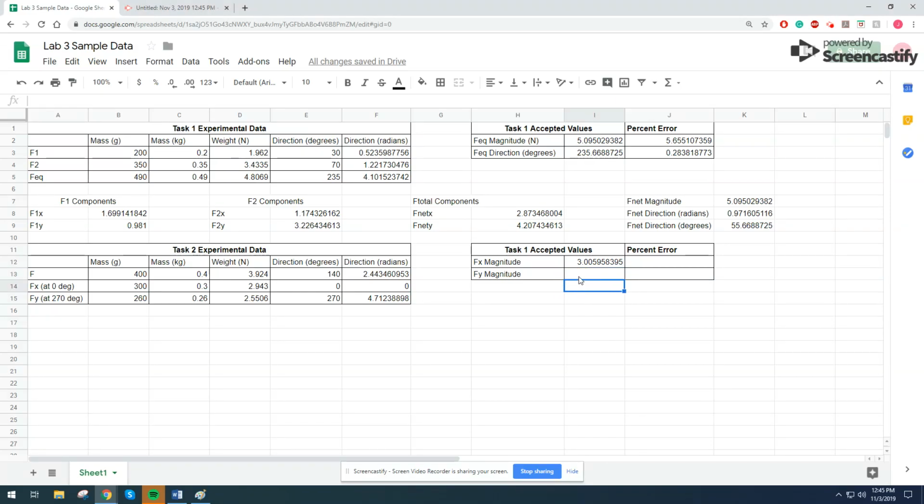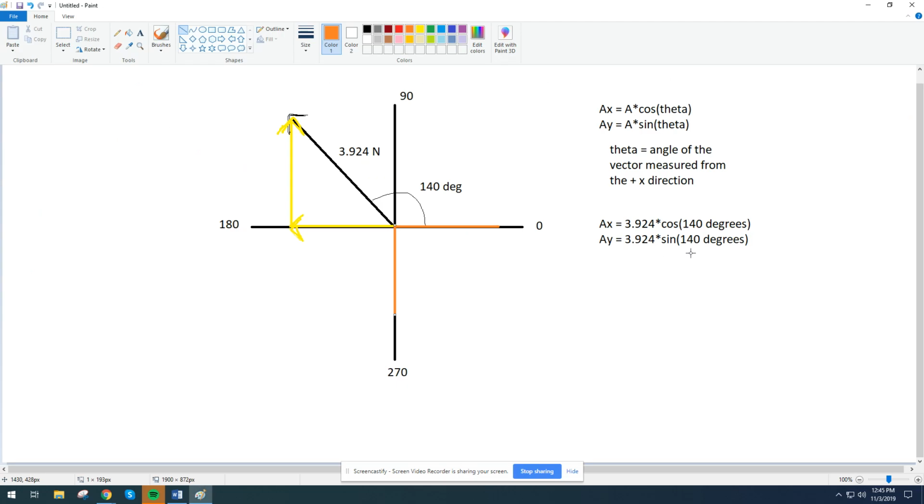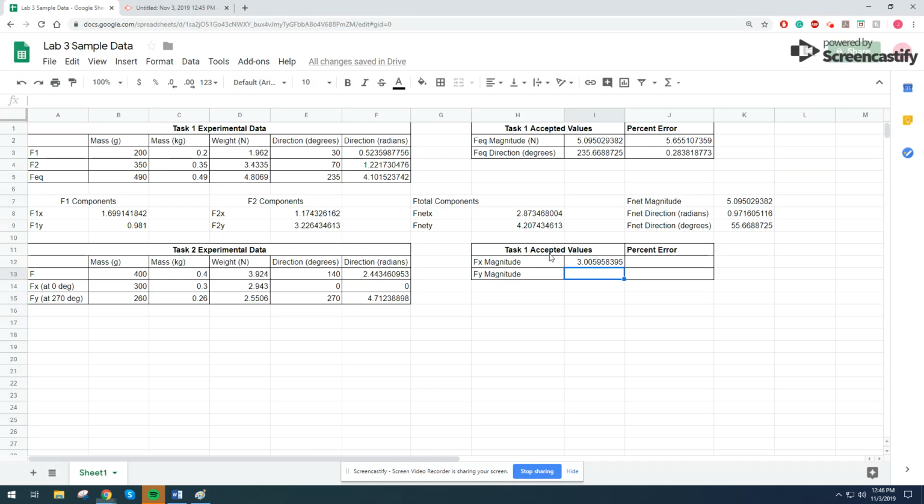And in the same exact way, we can do F sub y magnitude should be equal to this equation, right? A sub y, which is our force value, our weight at the diagonal, which is 3.924, times sine of the angle. And again, we're using the radian angle. This is what we should be getting for our forces, right? For our weights in the x direction and in the y direction.